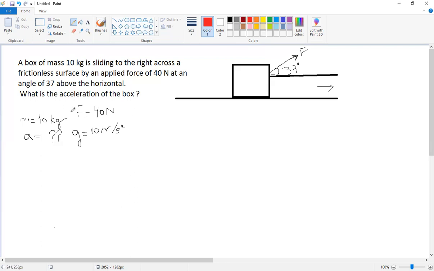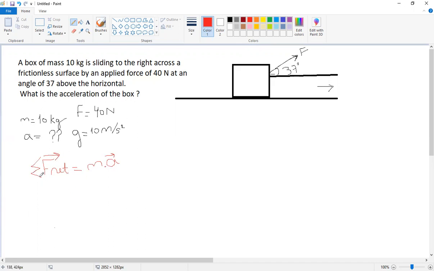How do we solve this problem? First, we have force, and we have to find acceleration. What is the law that relates both the force with the acceleration? Of course, Newton's second law. So we have to use Newton's second law, which is the sum of the external forces, and don't forget the vector here, is equal to mass times acceleration.